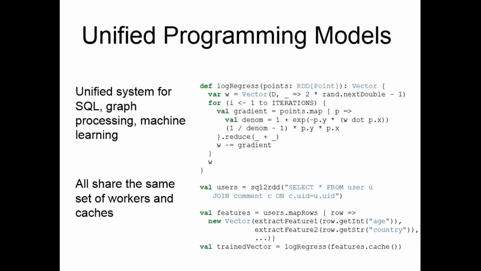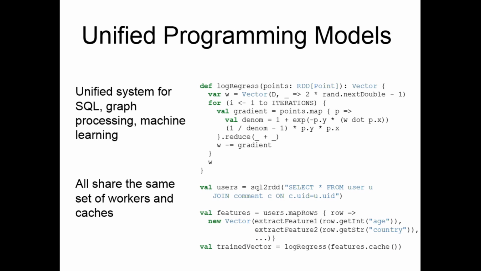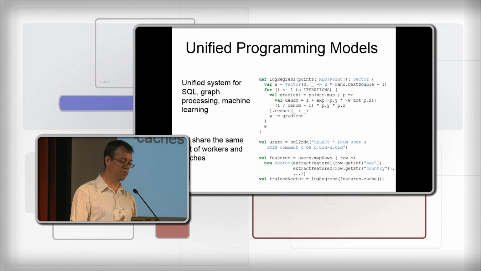We unify not only computation models like streaming, batch, and interactive, but also programming models. We allow unified systems for SQL, graph processing, and machine learning to run on top of Spark. On the top right, you see an implementation of logistic regression in Spark. On the bottom right, you see how a user uses a SQL command to select a table of users, on which to then run logistic regression. So you can do all of this in one application. It's very powerful.